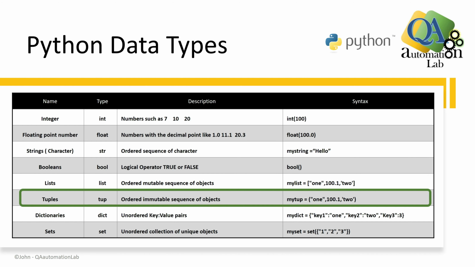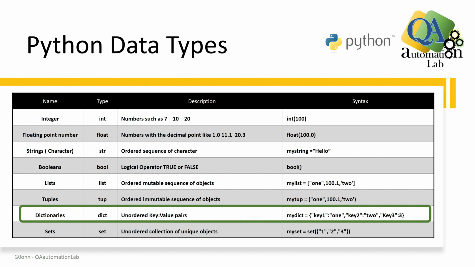The next one is tuples. Some of them will pronounce this as tuples. A tuple is an ordered immutable sequence of objects. About immutable I will discuss at a later point of the session. The syntax for tuple is like this: this is a variable I have given, and this is the syntax we use for tuples. The same content I have given over here.